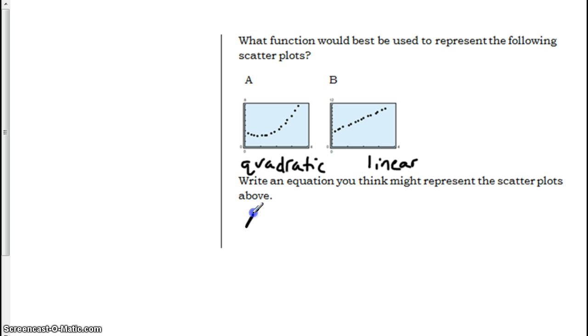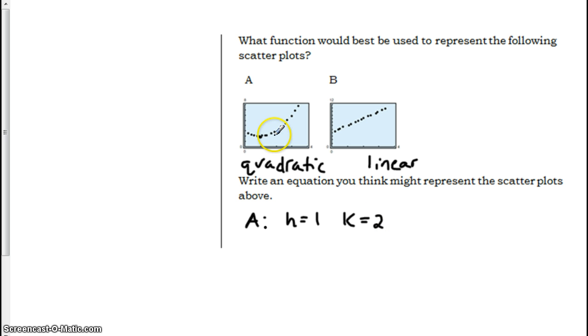So for A, for our quadratic, the easiest one would be to use the vertex form. Our vertex looks about here, and it went to the right about 1 unit. So our h would be positive 1 because it went to the right, but when we plug in, we'll end up with negative 1. And our k looks like it went up 2, so our k is 2.